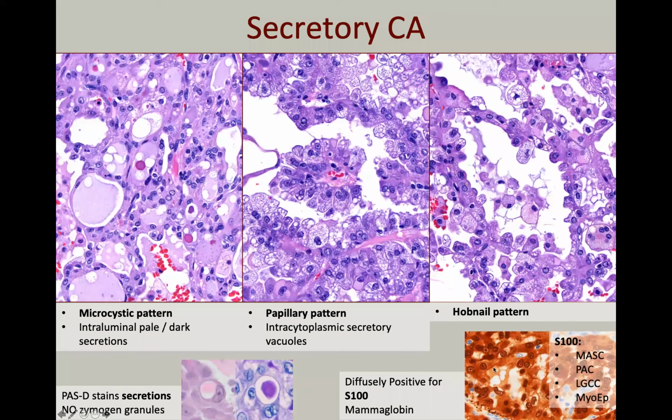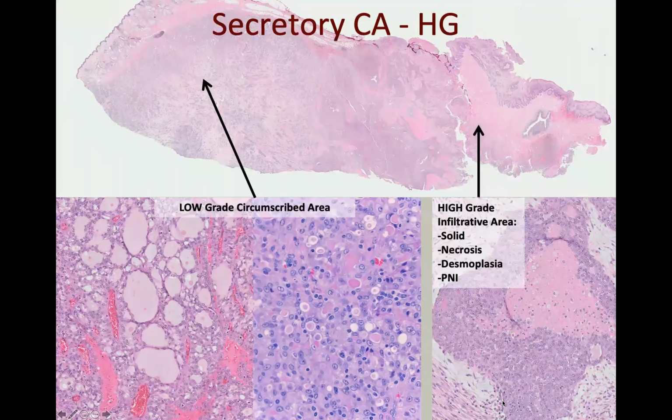This is one of the tumors that's diffusely positive for both S100 as well as mammaglobin, and that can be helpful in diagnosis. Here's an example of a high-grade transformation where you have a low-grade circumscribed tumor on the left, which sort of blasts out to a high-grade infiltrative solid fibrotic tumor on the right, ranging from this microcystic low-grade area with secretions to this very solid with necrosis, perineural invasion, high-grade area.